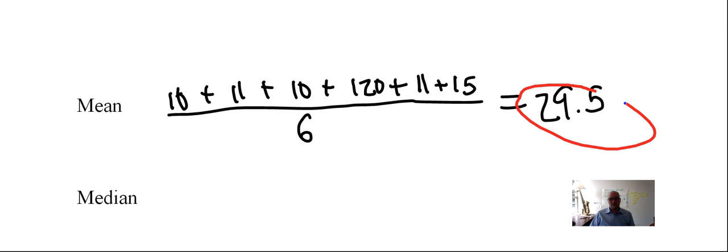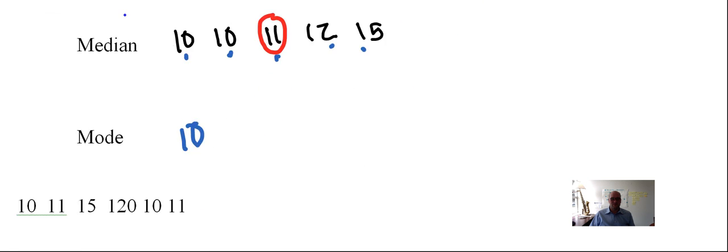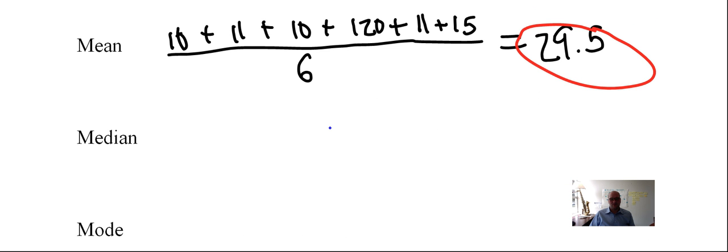29.5 is quite a bit different than the answer we had before, 11.6, right? And although this data set is pretty similar, the only real difference is we have this 120 here instead of a 12. So the mean changed quite a bit. So let's see what happens to the median. Alright, so let's sort this data again. So here we have a 10, another 10, we have an 11, we actually have 2 11s this time, a 15, and then 120. Alright, so smallest to biggest.